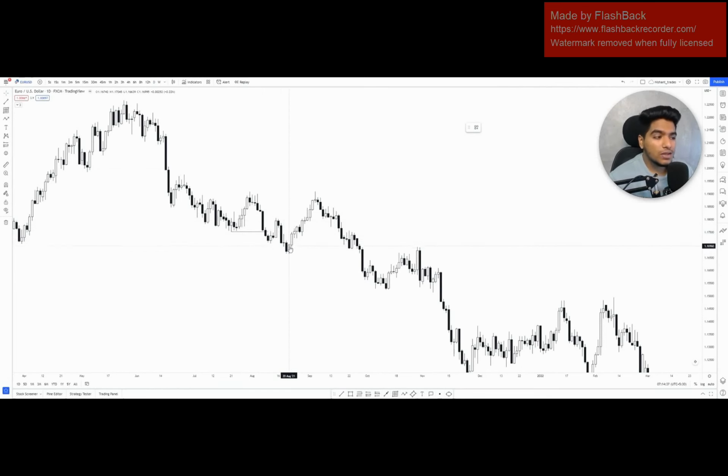But will we call this as our breakout structure? Look at the way this is formed. This is very aggressive. Just a quick upside movement and a quick downside movement. So this is not a valid pullback. Okay, so we will call this high and this low as our bearish leg.